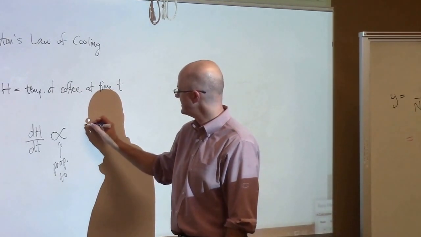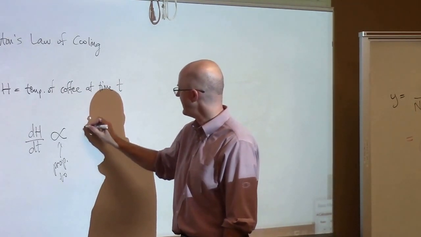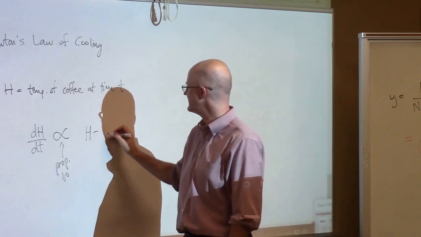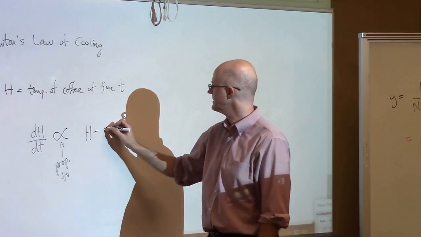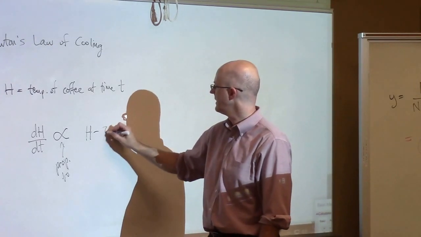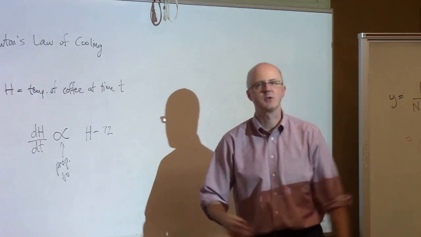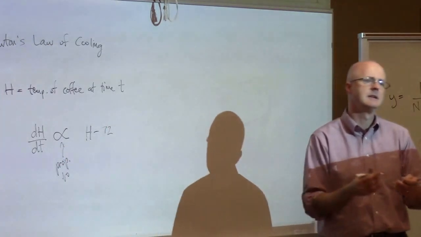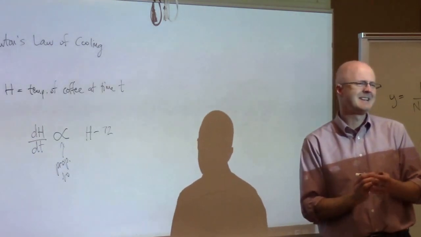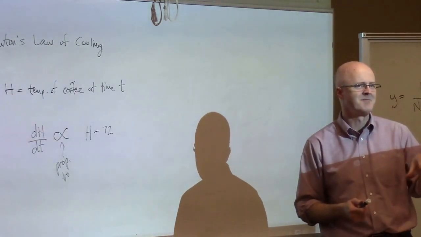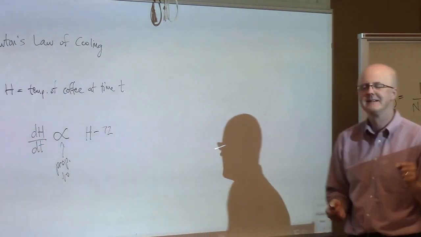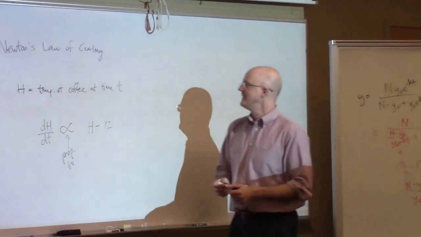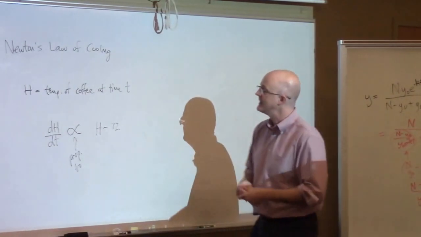Proportional to the difference in temperature. I could write that difference as H minus the ambient temperature. What should I call the ambient temperature? Should I just use a number? Like 72 degrees Fahrenheit, I'm sorry, we're in America. 72 would be about 21 or 22 degrees Celsius, something like that. We do try to use metric most of the time.